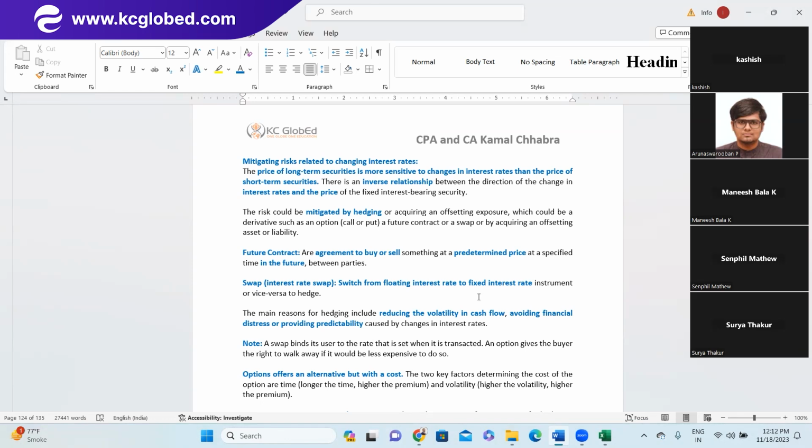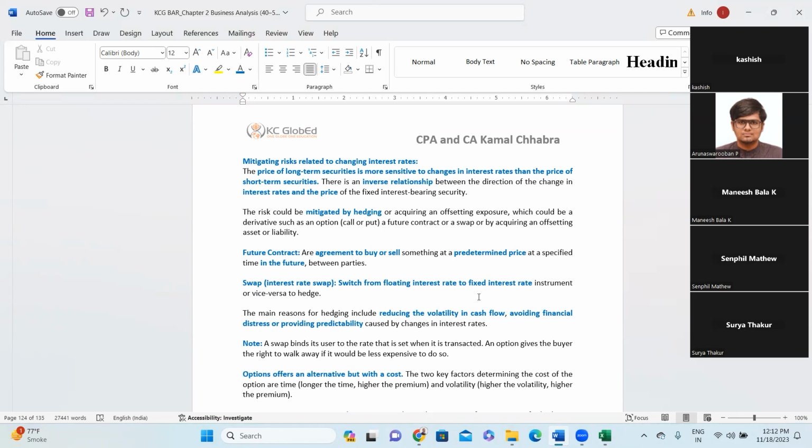And there is an inverse relationship between the direction of change in interest rate and the price. If the interest rate is increasing, then the price of the bond will go down. If market interest rate is decreasing, then the bond price will increase, right? Which we have discussed earlier as well. Make sense? Yes, sir. I'll add market here for more clarification.